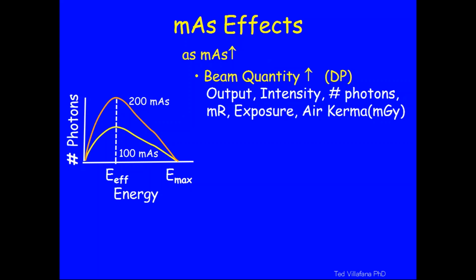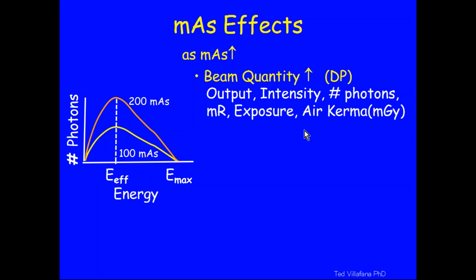milliamp and the time. And all three of those parameters, time, MA, and product of MA and time, all follow a curve as shown over here. They are directly proportional parameters. Here we show going from 100 MAS to 200 MAS. So what do you do when you double the exposure time, the MA or the MAS? You double the number of photons at every energy level. You don't change the energies. It's still the same Emax. It's still the same E effective, but you do change the quantity. And this is what you see over here.